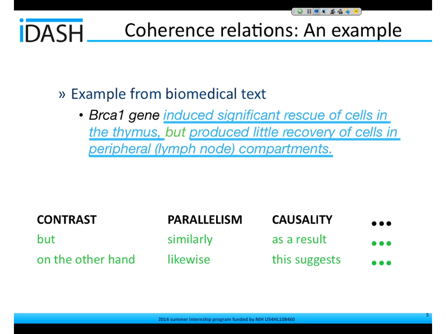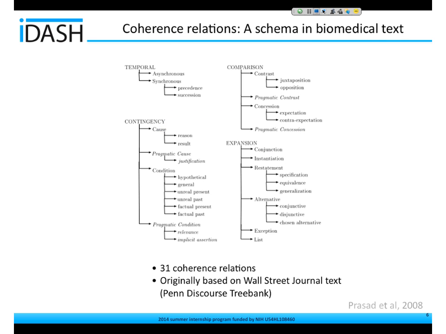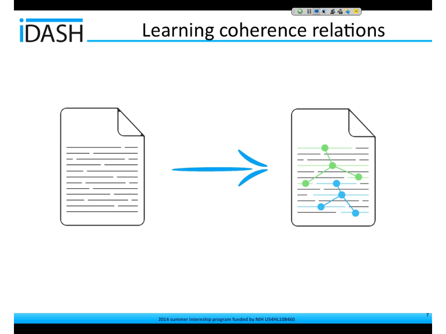And you can imagine a lot of different kinds of relationships involving parallelism, causality, and so on. In fact, there are 31 standardly used coherence relations. This is a schema of biomedical coherence relations adapted from the schema in newspaper text. So our task is, given some biomedical document, it could be clinical notes or any other kind of biomedical document, extract the coherence relations automatically.